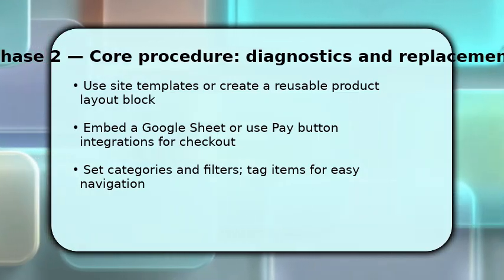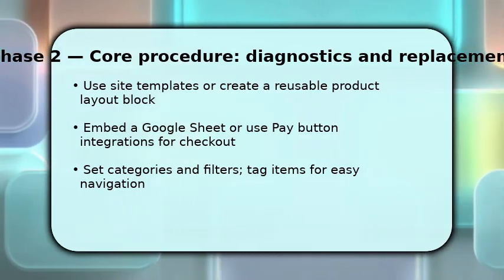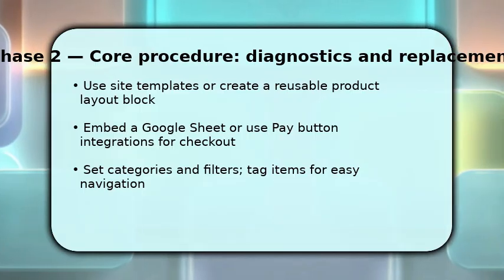Once done, organize items by category and add a filter bar. This improves discovery and reduces bounce. Also, set SEO titles and alt text.